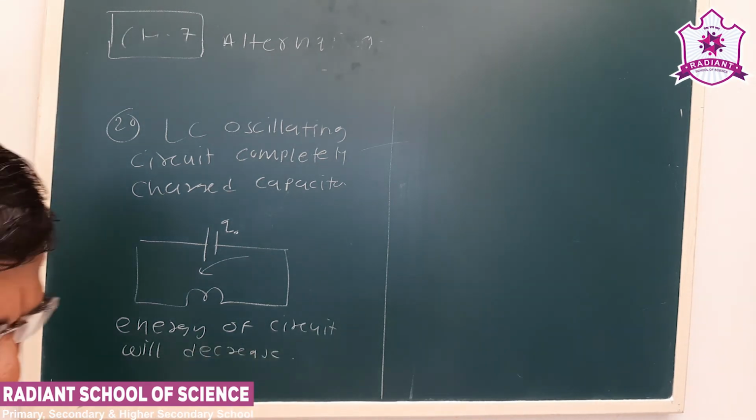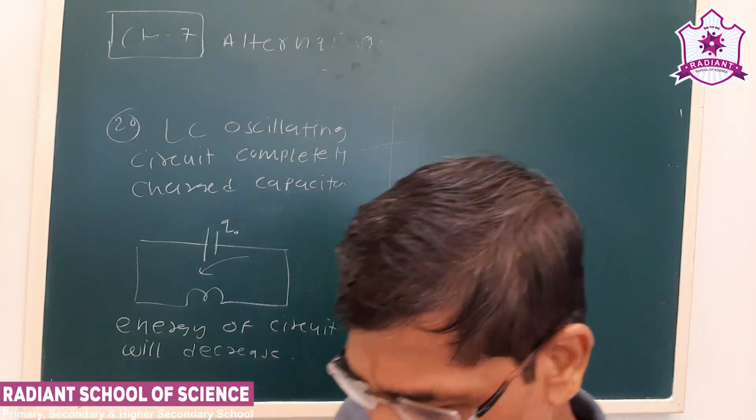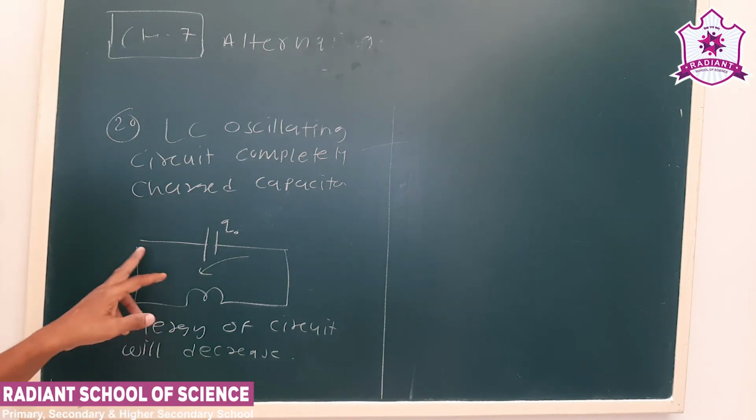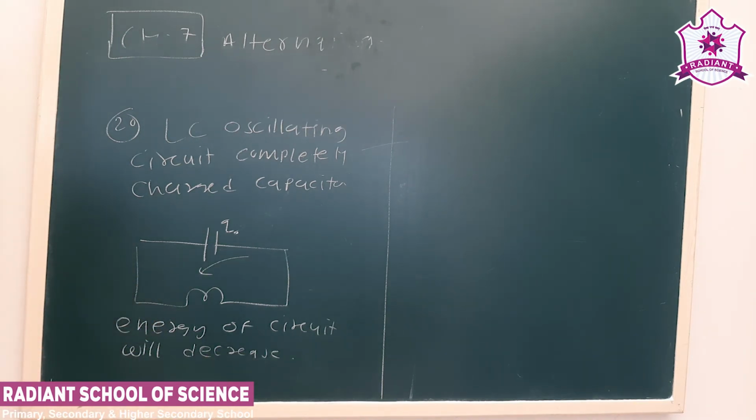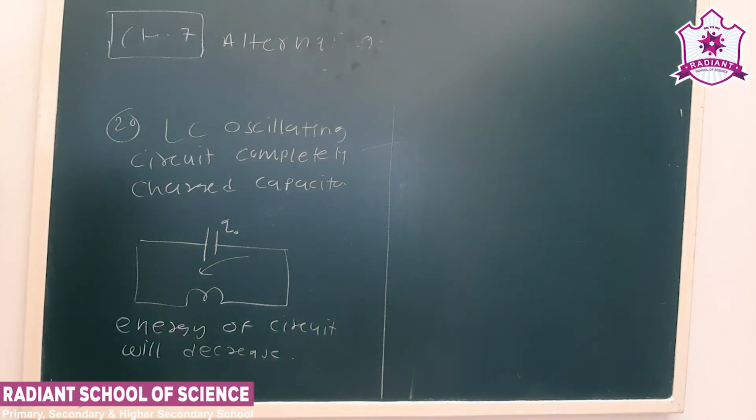Now one more question. If it is an LC oscillator, some losses will be there during the energy conversion. These energy losses will be converted into some sort of electromagnetic radiation.